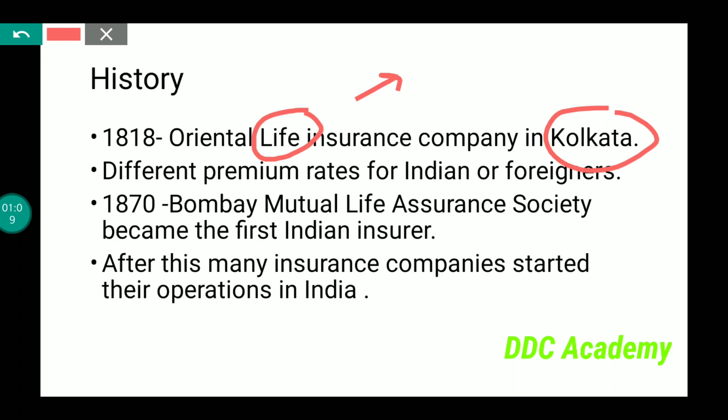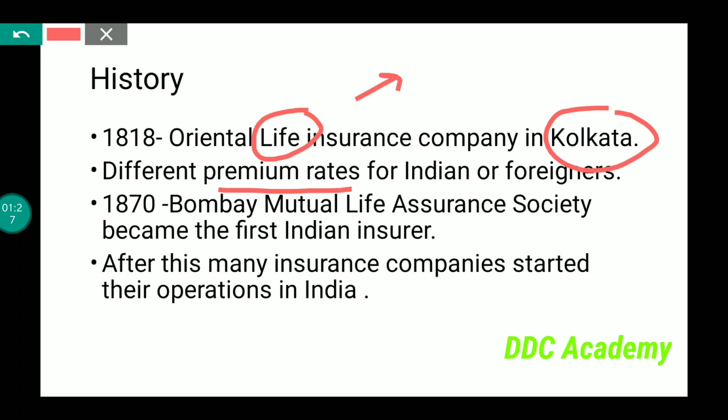At that time, premium rates, what we call premium rates, whatever money we take for giving the insurance, we call the premium rate. The premium rate was different for Indians and foreigners. For Indian people it was substandard, that is, more premium compared to the foreigners.